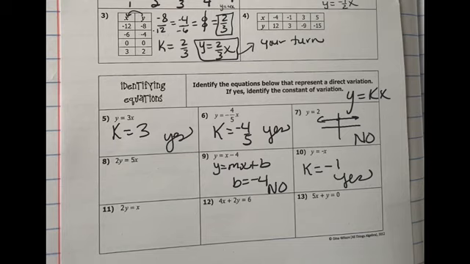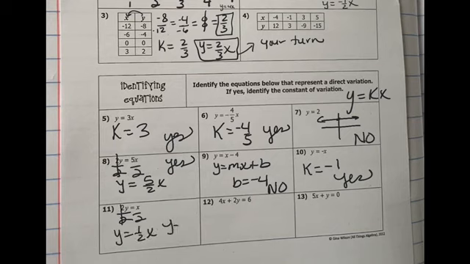Looking at number 8, we can divide the 2 to simplify, and therefore it is direct variation. Same thing here. We can divide the 2, which simplifies to 1/2 x. So yes, it's direct variation.